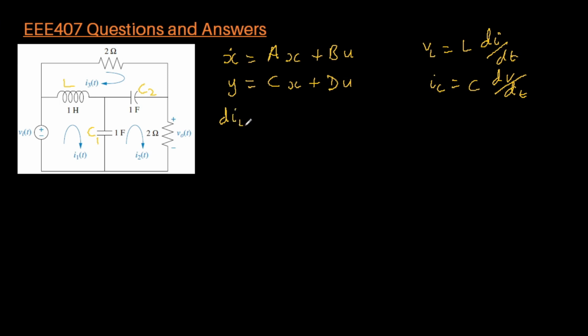So dIL/dt, because that's the current flowing through the L, will be equal to 1 over L multiplied by VL, because VL is L di/dt. So 1 over L multiplied by VL. But the question now is, what is VL? Okay, let me just write it there, VL. Now, what is VL? To make our life easier, we could leave it as VL, but then it doesn't help us that much because VL is not really defined.